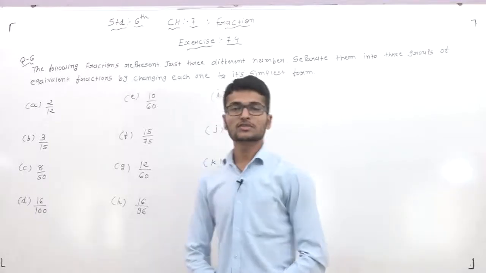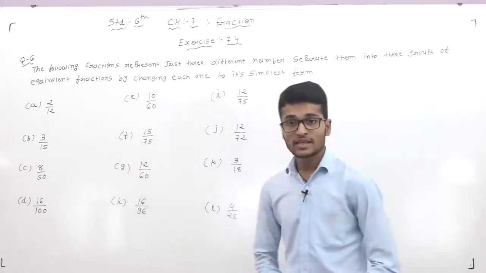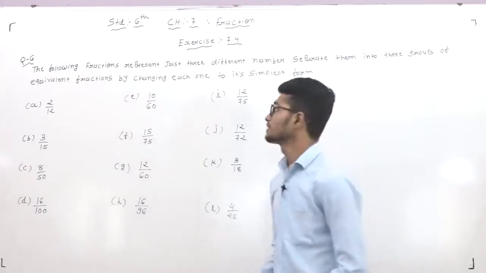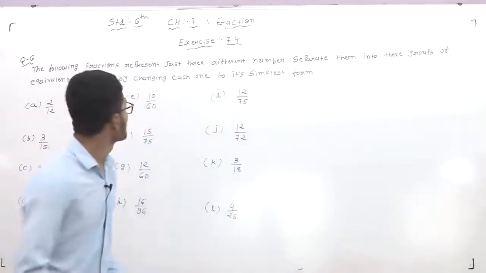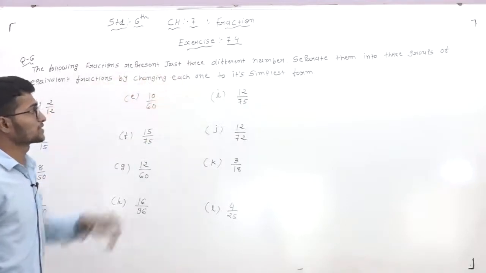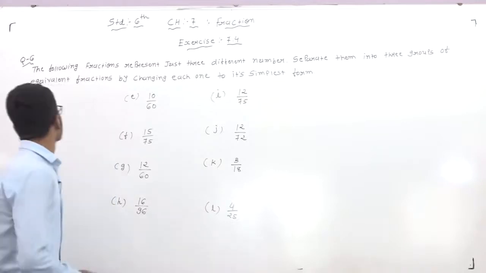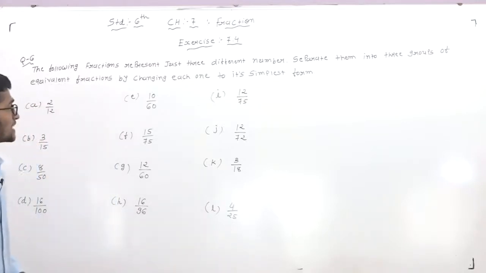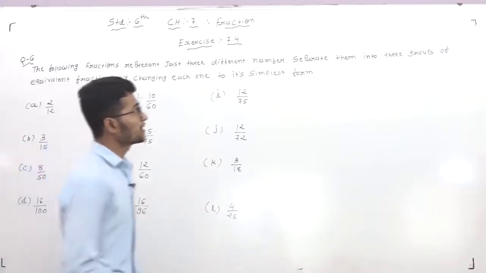Hello dear students, now to continue our chapter number 7 with the fraction exercise 7.4 and question number 6. In this question: the following fractions represent just 3 different numbers. Separate them into 3 groups of equivalent fractions by changing each one to its simplest form.